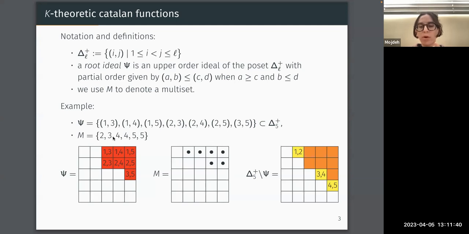And the final part of this example is that sometimes we talk about delta 5 plus without our root ideal. So delta L plus in general, pictorially, would be every box sitting strictly above the main diagonal, so like northeast. And then if we were to say what's delta 5 plus without psi, in this case, it's these 3 yellow boxes. Okay, so kind of a lot of machinery, but that's what we're going to use in a second to work with our Catalans.